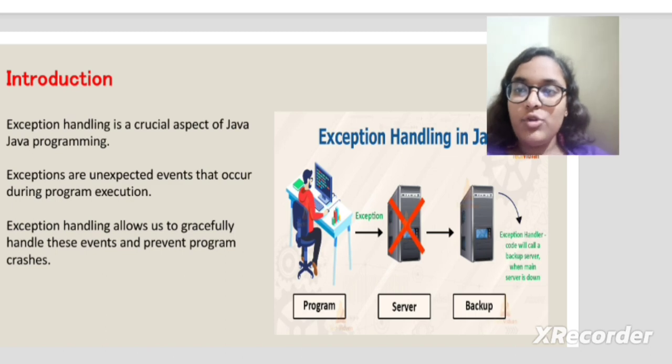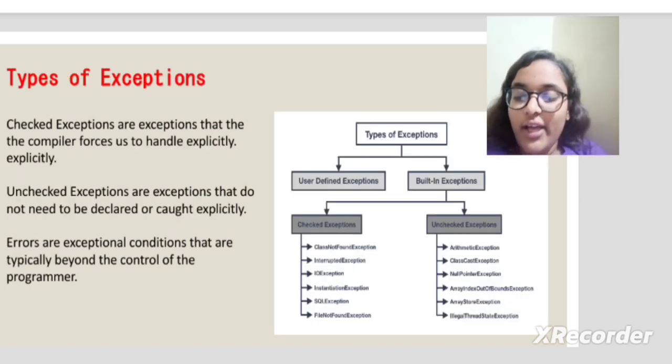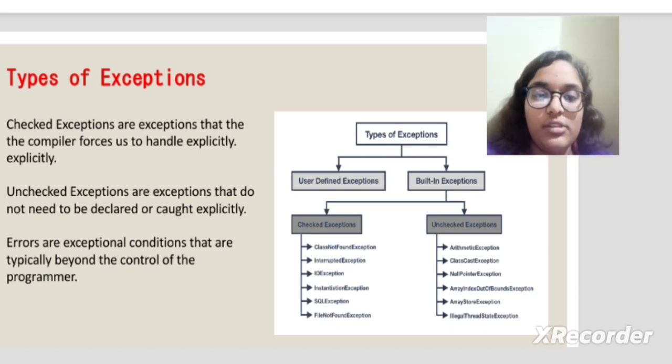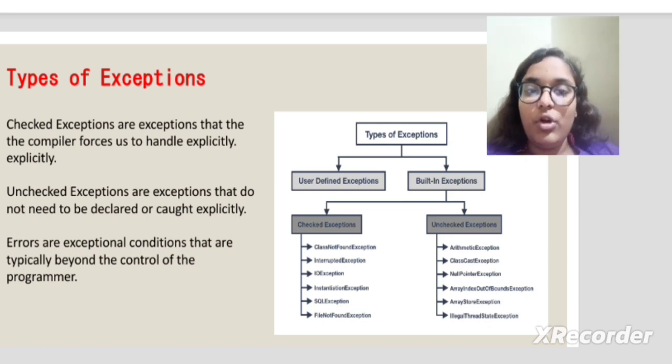Now, types of exceptions: checked exceptions, unchecked exceptions, errors or exceptional conditions. Checked exceptions are exceptions that the compiler forces us to handle explicitly. Unchecked exceptions are exceptions that do not need to be declared or caught explicitly. Errors are exceptional conditions that are typically beyond the control of the programmer.